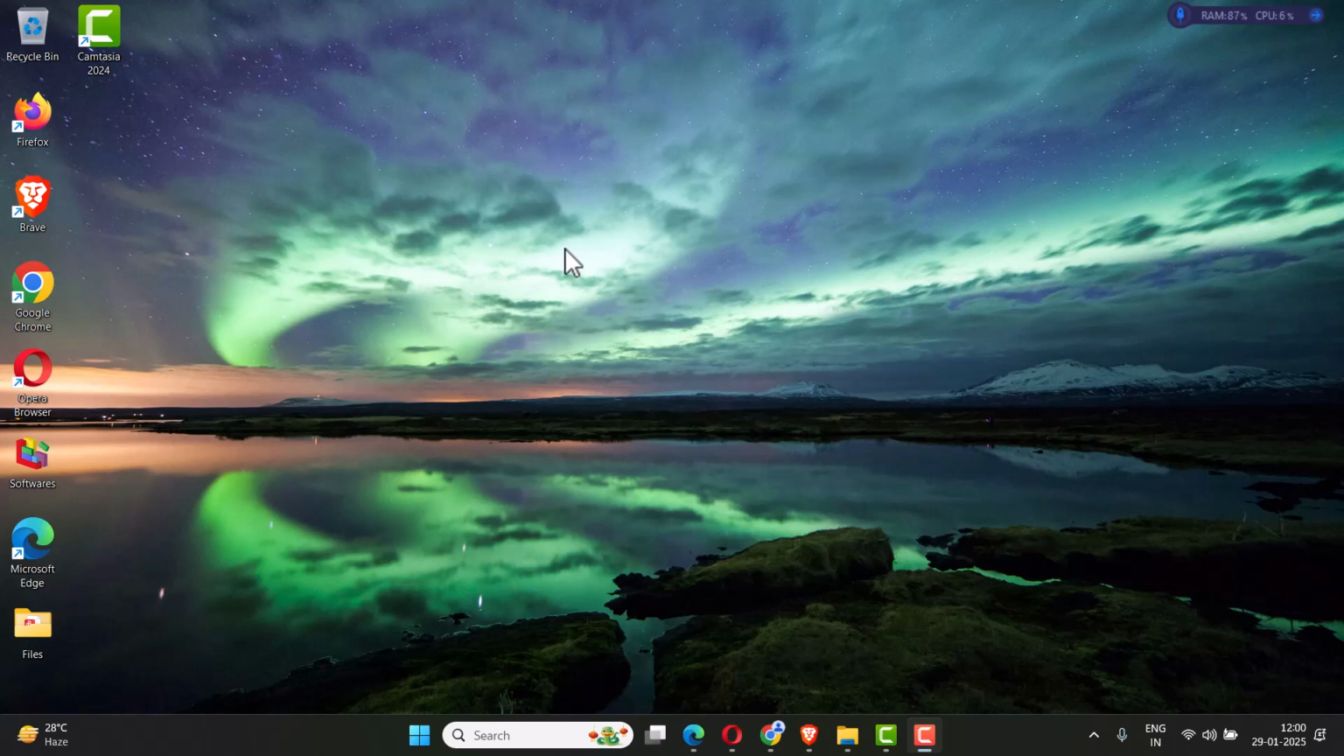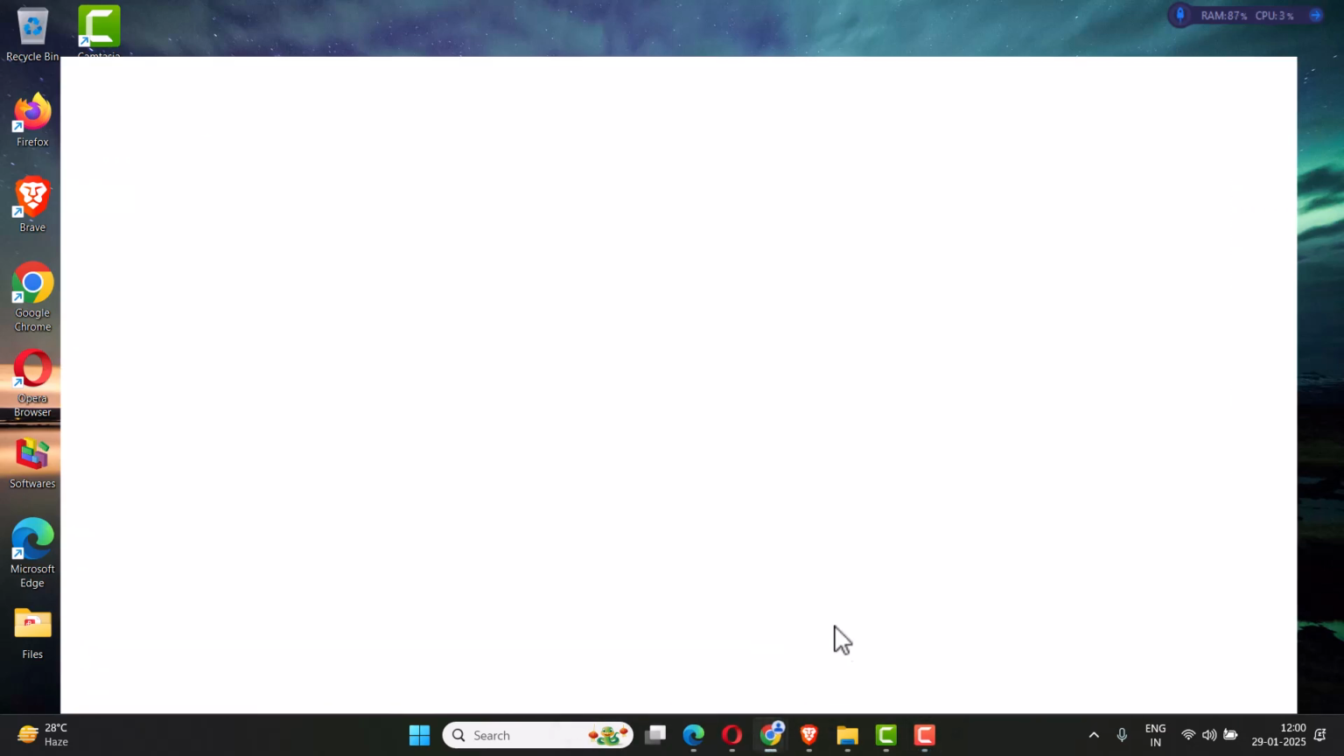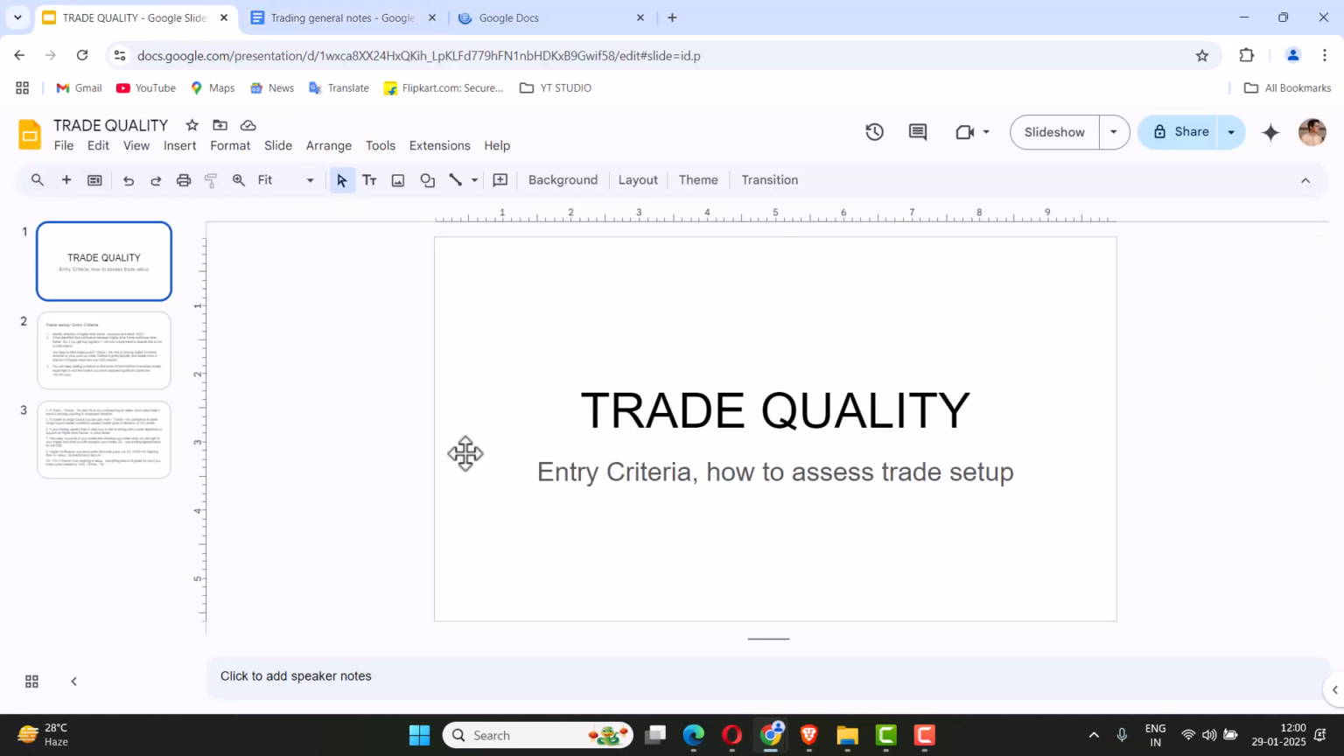Hey there, so today we're gonna talk about something called trade quality or entry criteria, and how to assess trade setups like A grade, A plus, B setup. Okay, so I think you should have some sense or a degree of ability to assess your trade quality before you enter your trade, and I think this is very important.